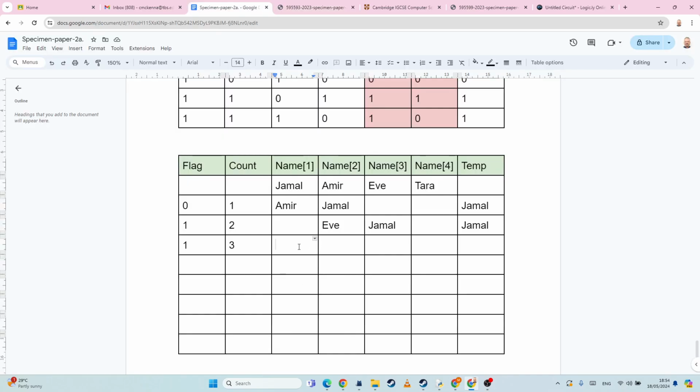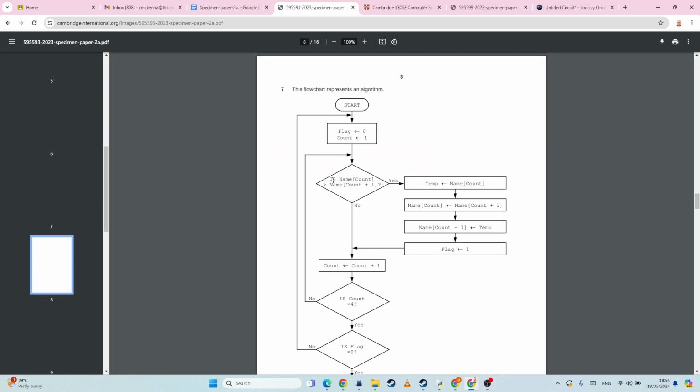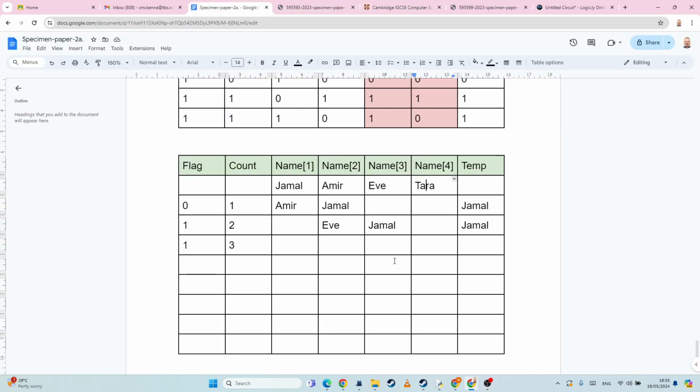Okay, so count 3. So now we're comparing Jamal. It's one of my students, I've just messed up the names. Jamal and Tara. So A, B, C, D, E, F, G, H, I, J, K, M, P, R, S, T. Okay, so Jamal this time is not bigger than Tara. So we go to no, which means we just go on to the count equals count plus 1. So nothing's changed except we moved the count up to be 4.